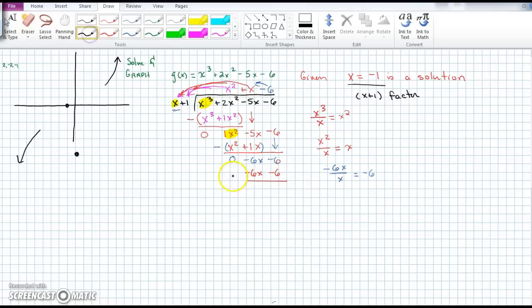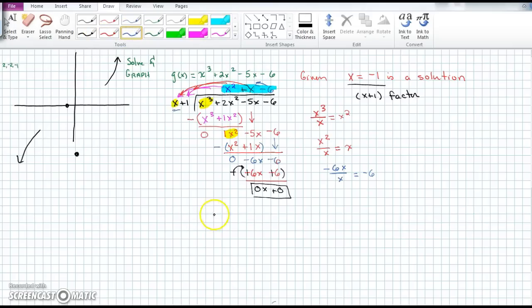Now when I subtract, it's the same thing as distributing this through, making everything positive, and I can add. Or you could have just subtracted a negative. Either way you get 0x plus 0. The fact that I have 0 as a remainder means exactly what I thought, that negative 1 is a solution, making x plus 1 a factor.